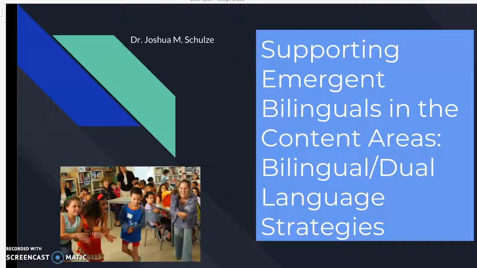And some of the strategies that we're going to share here are recommended strategies that are used to support L1 language development while learning the L2 and learning the content area, language demands of the content area.